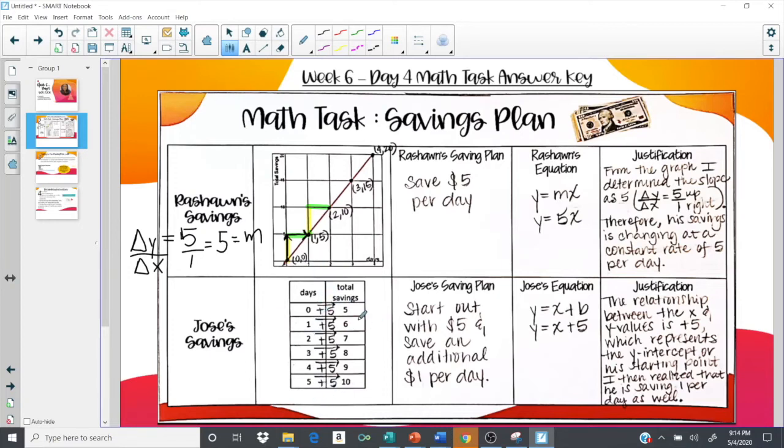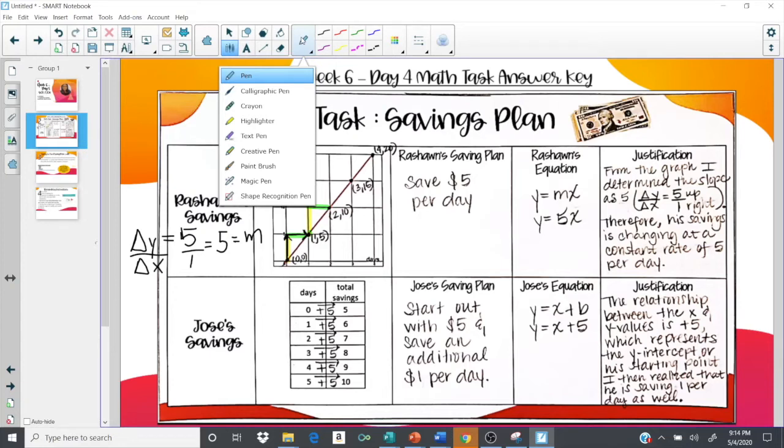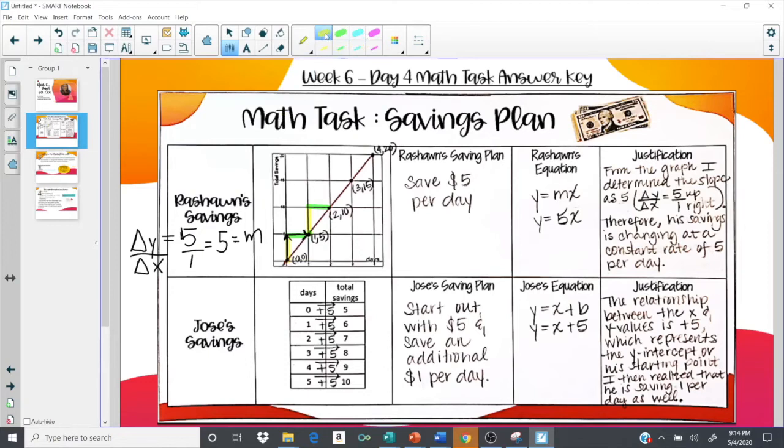Okay, so what is your starting point, which will represent your y-intercept? Remember, the y-intercept is the y value when x is equal to 0. Therefore, the first set of x and y values represents your y-intercept. 5 is your y-intercept. Okay? When x is 0, y is 5. Therefore, 5 is your y-intercept. Okay? And we know that our y-intercept represents our starting point.